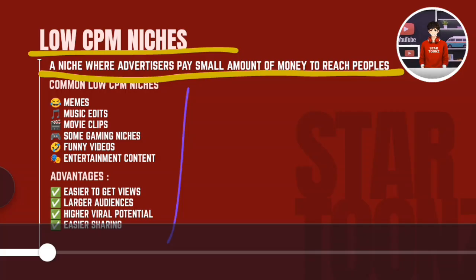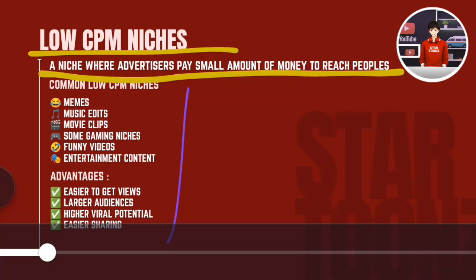However, these niches have their own advantages. The biggest advantage is audience size. Entertainment content often has massive audiences. Millions of people enjoy being entertained every day. This creates huge opportunities for views. And views matter. Let's compare 2 channels.